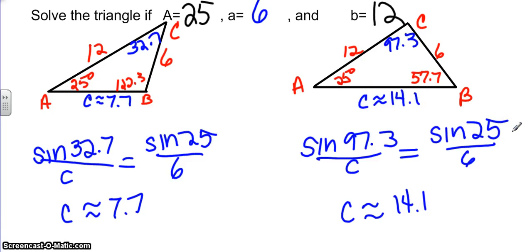Now the nice thing is that you want to remember the only time you're going to have a possibility of having two triangles is when you have an acute angle, a side, and then a shorter side. That's the only time that you're going to have to worry about this at all. The acute angle, a side, and then a shorter side.